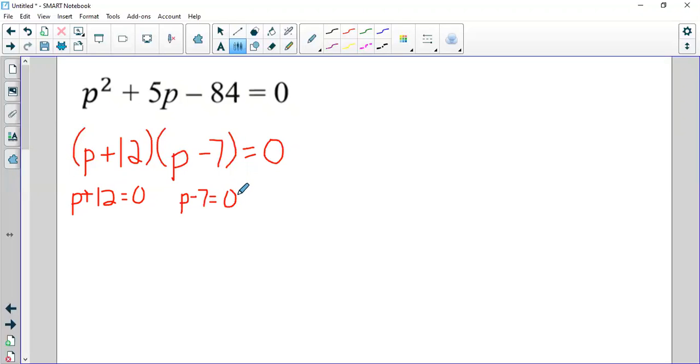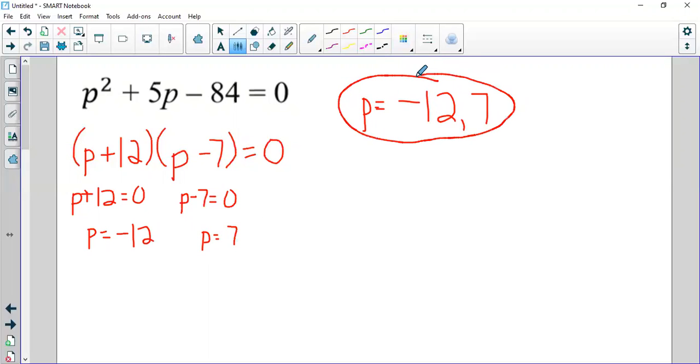I'll solve them both individually. Subtract 12, and p will equal negative 12. Or I'll add 7 to both sides, and p will equal positive 7. So my values for p for this equation will be either negative 12 or positive 7. Voila, you can take these 2 answers one at a time, substitute them in, and check your answer if you like to see that it equals 0, and it will.